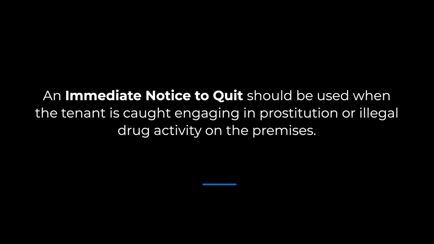The first, known as an immediate notice to quit, should be used when the tenant is caught engaging in prostitution or illegal drug activities on the premises. This notice tells the tenant to vacate the rental unit immediately or face a formal eviction.